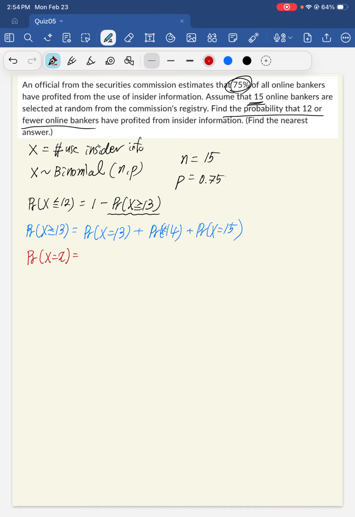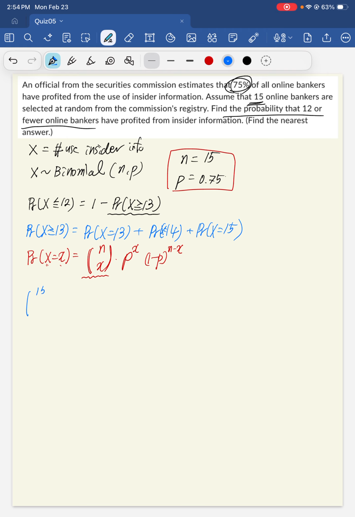So first, the probability that the number of bankers using insider information equals lowercase x is the number of combinations out of n, how many different combinations of x, times success happens x times and failure happens the other times, n minus x. This is what we are going to calculate. And here obviously you use these numbers, right? Let me first calculate this part.